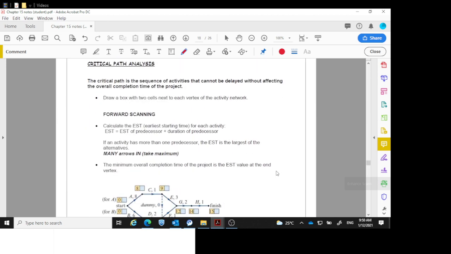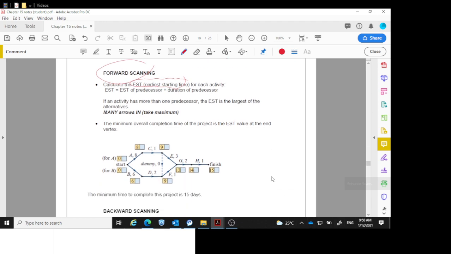Now, what we're going to be doing is finding the critical path. The critical path is all the activities that we need to do that we can't delay, and this completes the overall time of the project. So by the end of working out this forward scanning, we will know how long it's going to take us to finish this project, whatever this project is. Now the forward scanning, we're working out the earliest start time, and we always have to add to it.